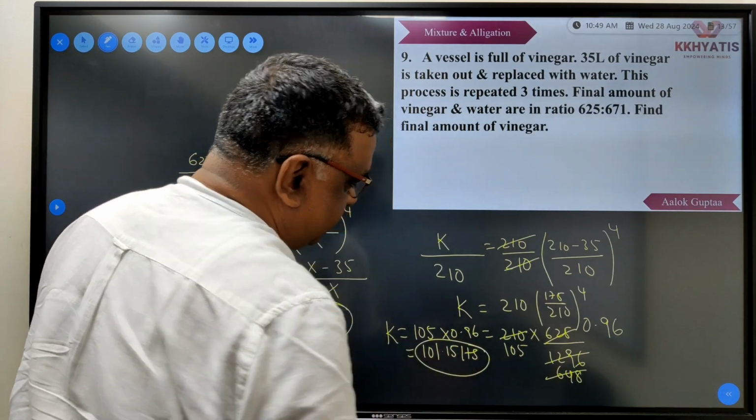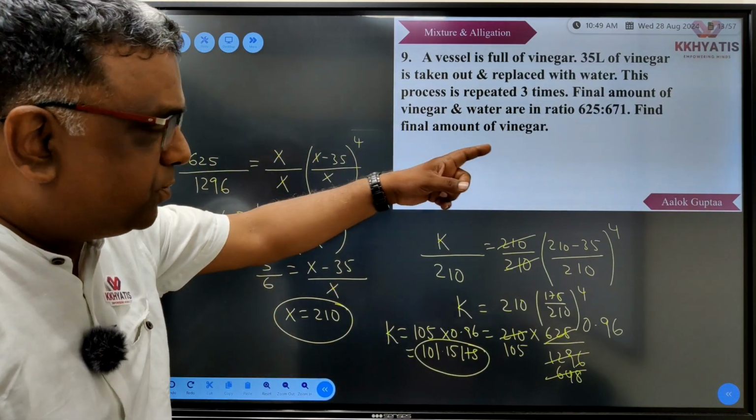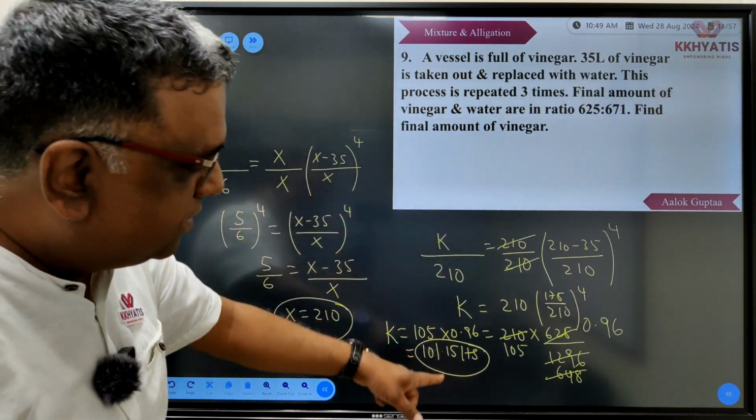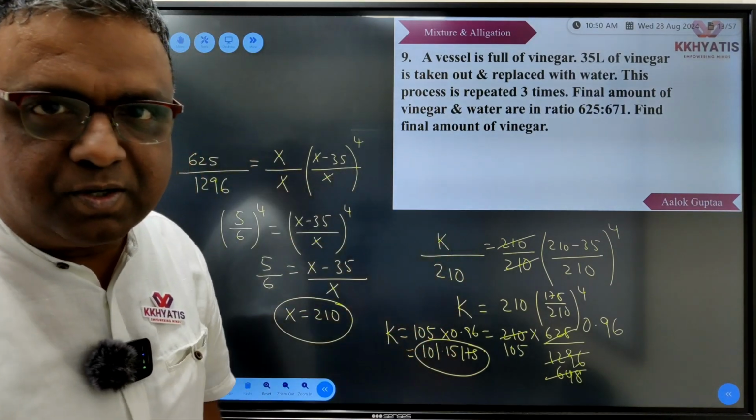So this approximation we are given. Unfortunately, the options are not given. So in just such kind of sums, if options are given, I will tick the nearest option. Okay.